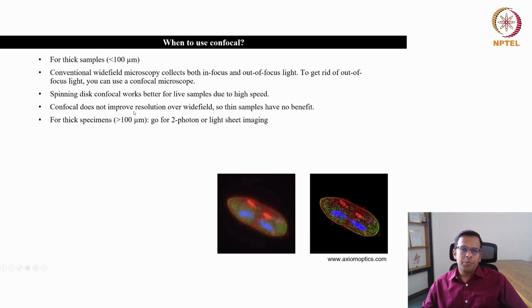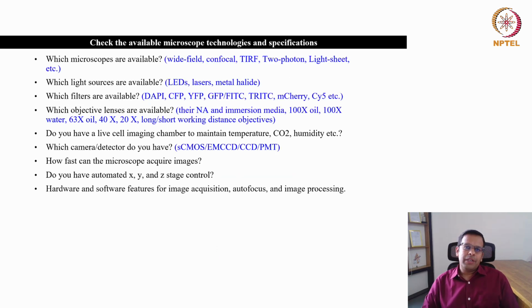So confocal does not improve resolution over wide field. Thin samples have no benefit, so make sure that with thin samples, generally the confocal will not give you a better image, and it cannot increase the resolution. And as I mentioned, for thick specimens which are greater than 100 micrometer, you should go for 2 photon or light sheet imaging. Now coming to another important point, that you should check the available microscope technologies and specifications in your facility.